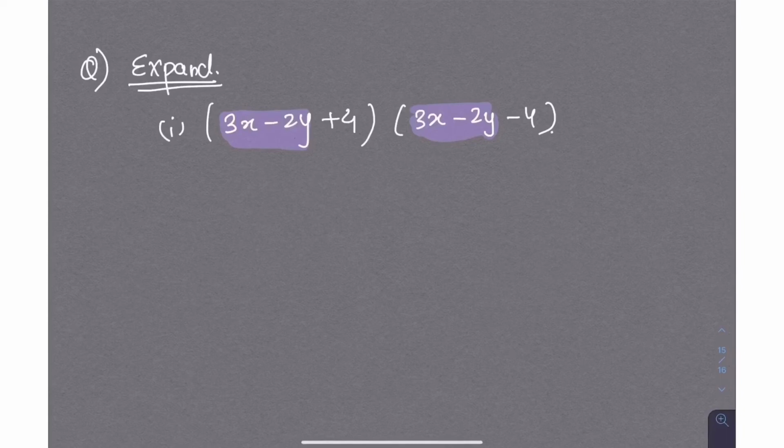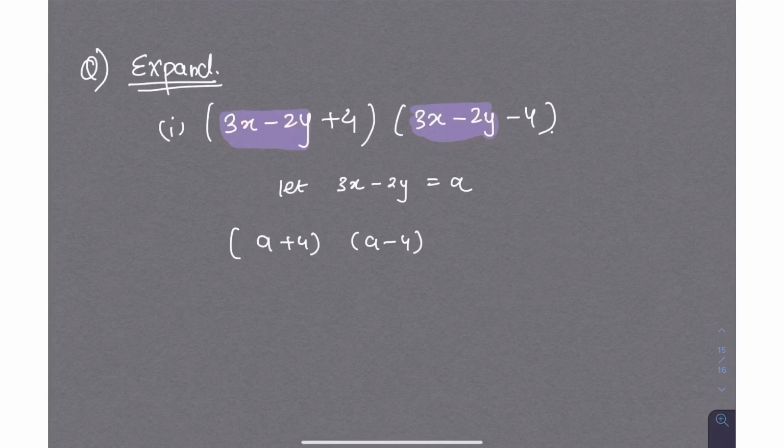So what we are going to do is substitute. Let 3x minus 2y be equal to a. Sir, why are you substituting it? Just expand it, no? See, if you directly expand this, the working will be tedious. So what we can do is use some shortcut methods. Okay? So what we are doing is replacing 3x minus 2y by a. So now your question will become a plus 4 and a minus 4.